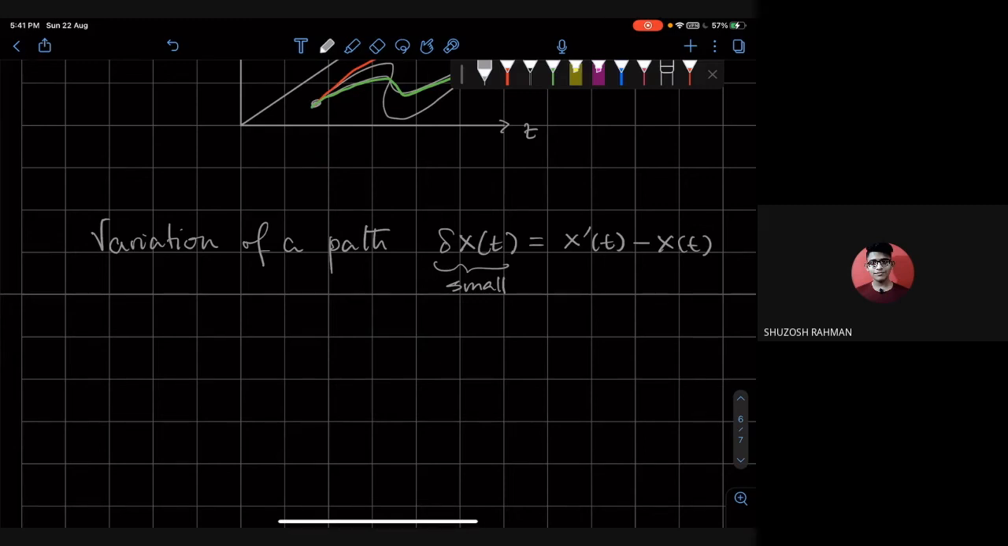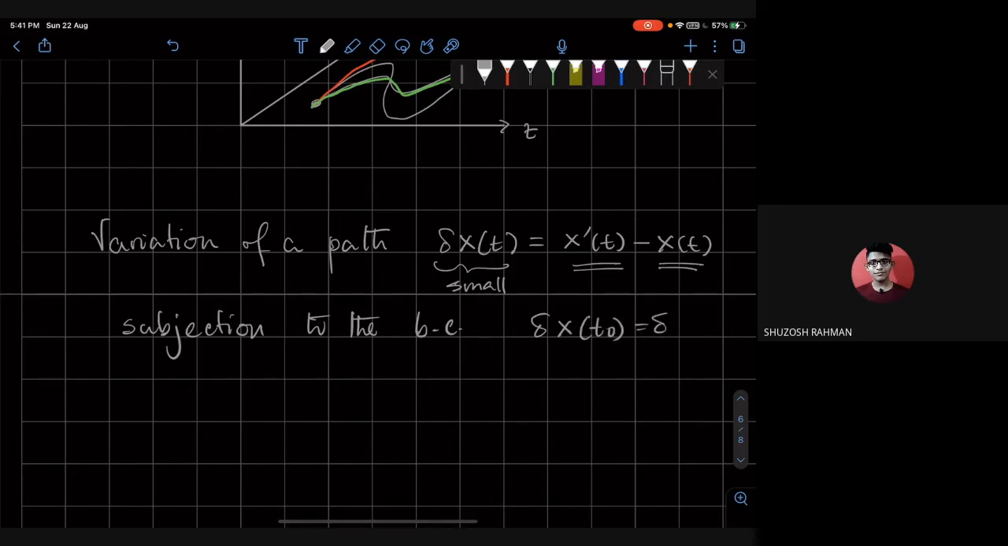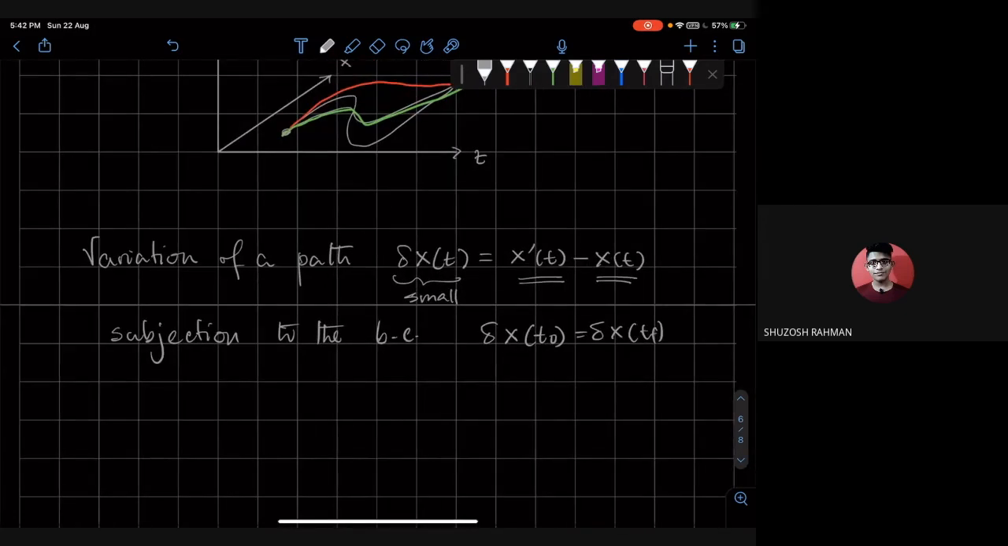And so this is our original path. This is the slightly varied path. We are going to do the variation subject to the boundary condition that at t0 and at tf, the variations vanish. So we're going to assume that.